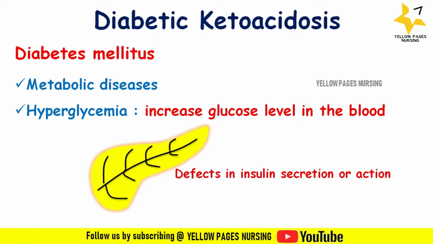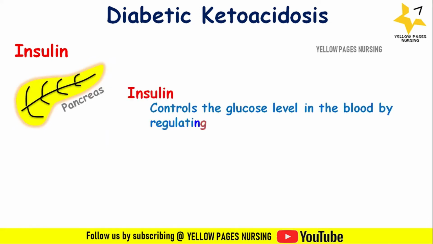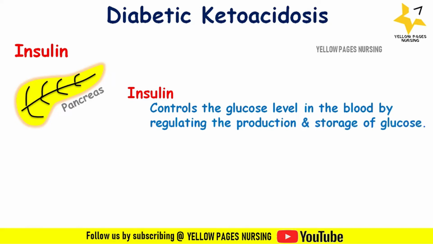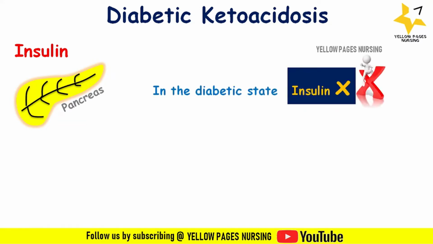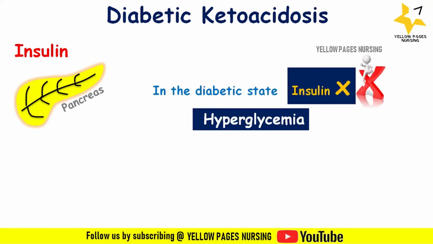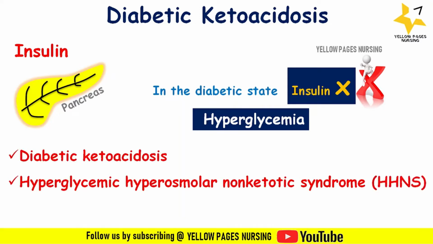As we all know, insulin is a hormone which is produced by the pancreas. It controls the level of glucose in the blood and regulates the production and storage of glucose. Now what happens in the diabetic state is either the cells may stop responding to insulin or the pancreas may stop producing insulin entirely. And this leads to hyperglycemia, which may result in acute metabolic complications such as diabetic ketoacidosis, that is DKA, and hyperglycemic hyperosmolar non-ketotic syndrome, that is HHNS.